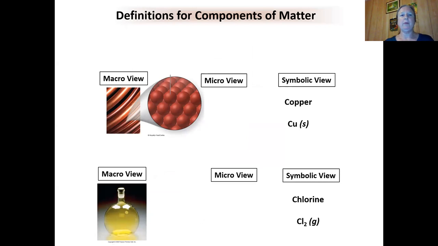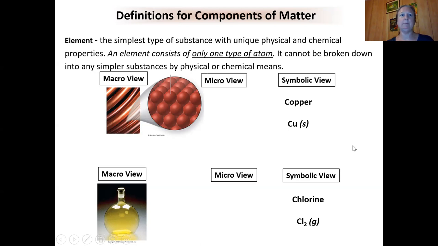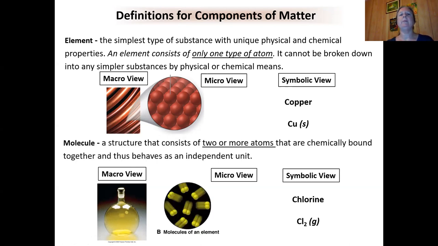So our macro view is what you can see without instruments, what you can see with the naked eye. What are you going to see? You're going to see a color. You're going to see a texture. This is a gas. The micro view: this is the micro view of the composition of this particular solid, of your atoms or your molecules. This is your gas, your element here.